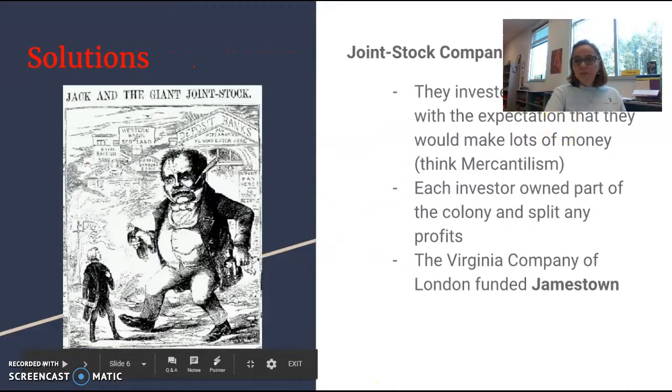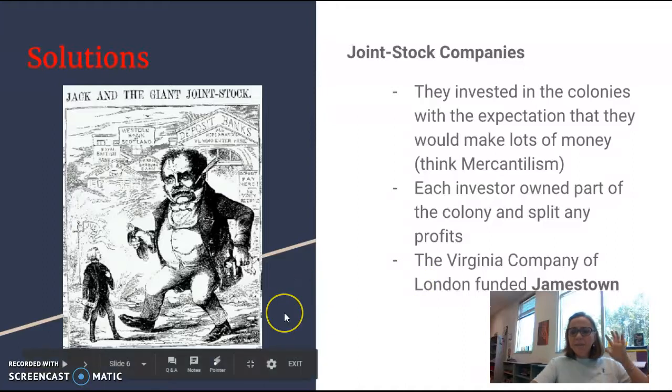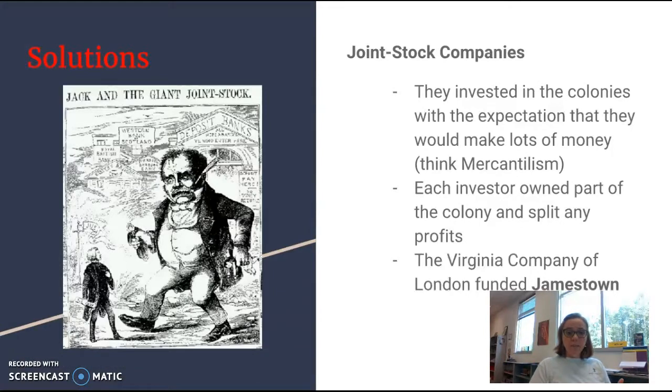Okay, so one of the things that they chose to do was to create joint stock companies. Joint stock companies were companies that invested in the colonies with the expectations that they would make lots and lots of money. So I'm reminding you here to think about mercantilism, right? They knew that these colonies were going to create a capability for them to make lots and lots of money. That was the whole plan in colonization, right? Each investor owned part of the colony and they split the profits.